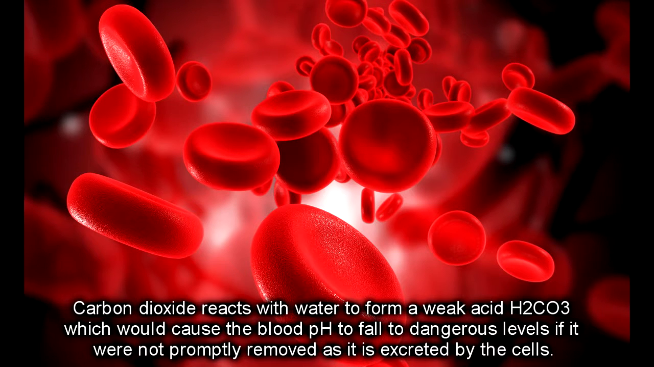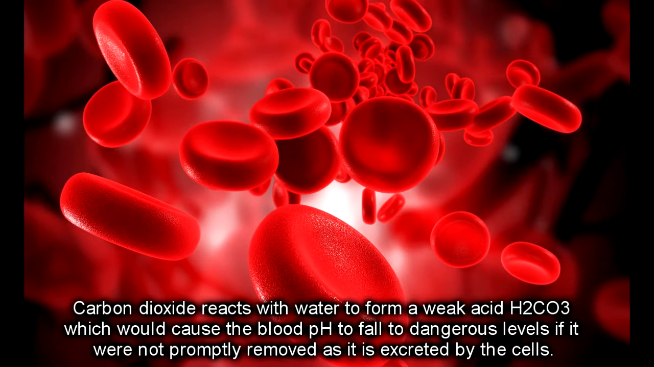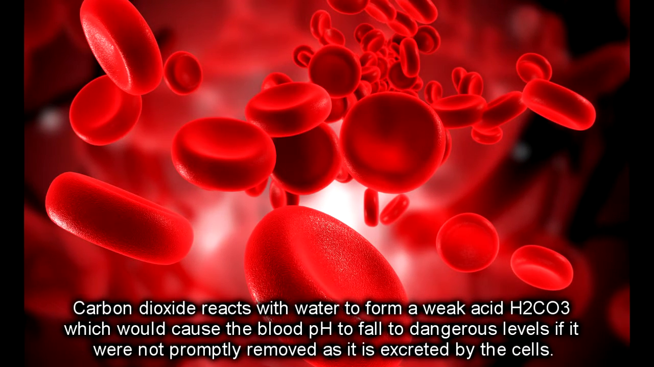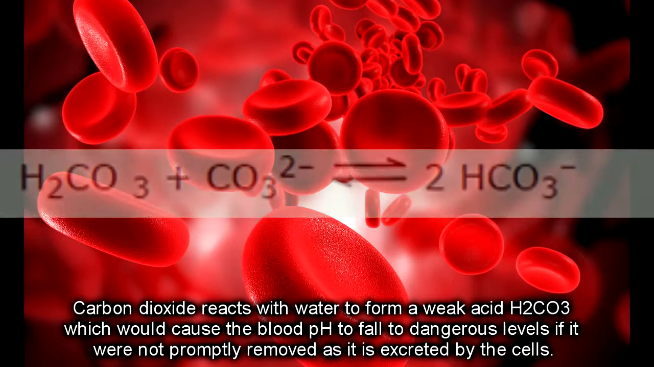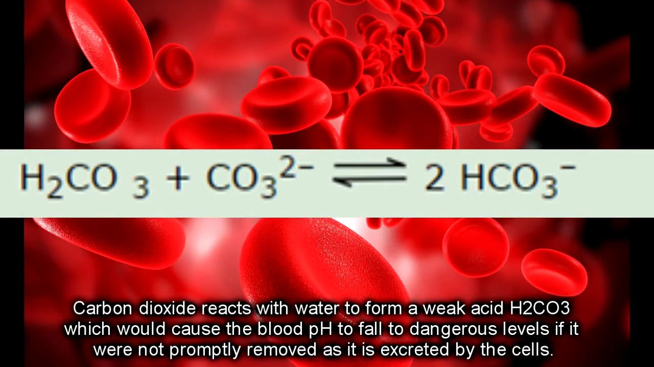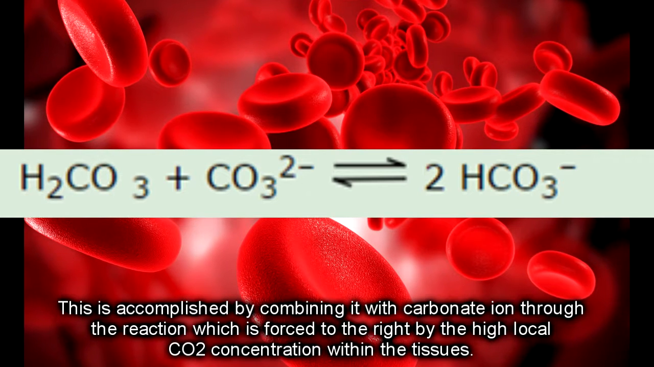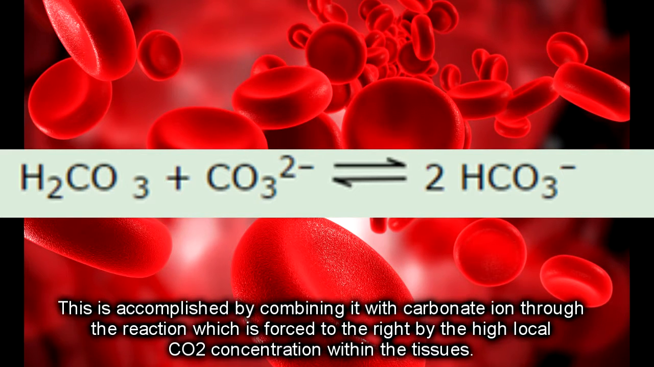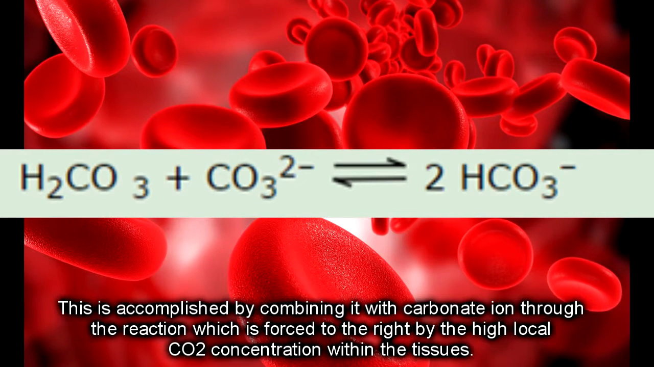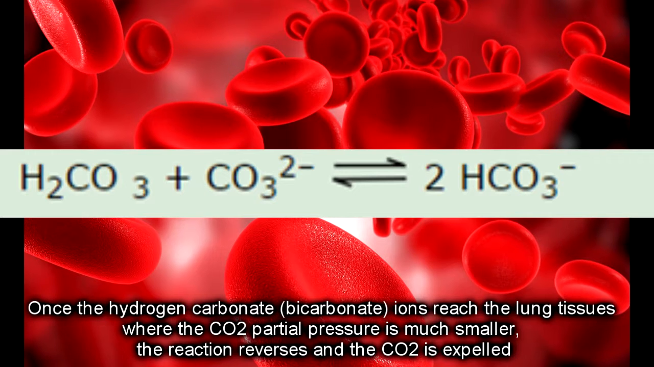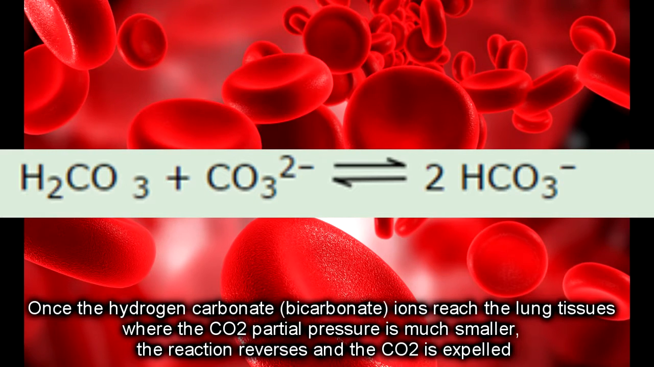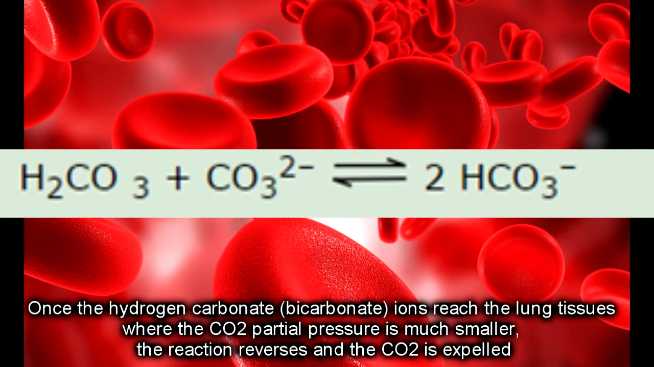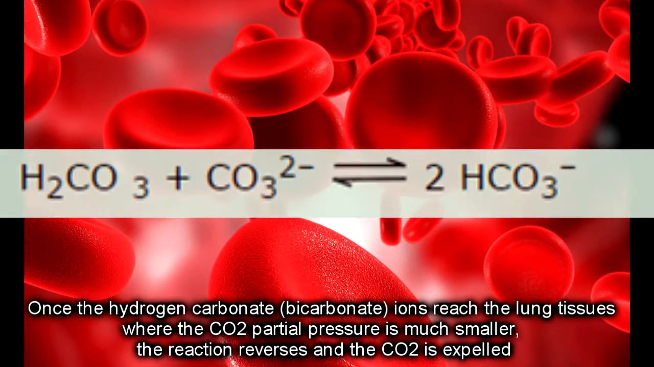Maintenance of blood pH. Carbon dioxide reacts with water to form a weak acid, called carbonic acid, which will cause the blood pH to fall to dangerous levels if it were not promptly removed, as it is excreted by the cells. This is accomplished by combining it with carbonate ion through the reaction, which is forced to the right by the high local CO2 concentration within the tissues. Once the hydrogen carbonate, called bicarbonate, ions reach the lung tissues, where the CO2 partial pressure is much smaller, the reaction reverses and the CO2 is expelled.